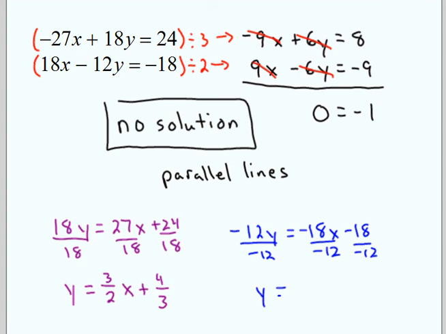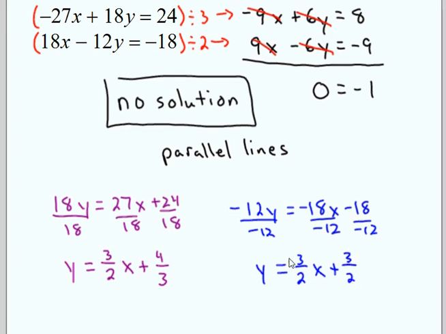And y would equal, here 2 negatives make a positive. 6 goes into 18 3 times, 12 twice. And then plus, or 2 negatives here make a positive. 6 goes into 18 3 times, and 12 twice. So look at this. They have the same slope, but different y-intercepts. So they're parallel.